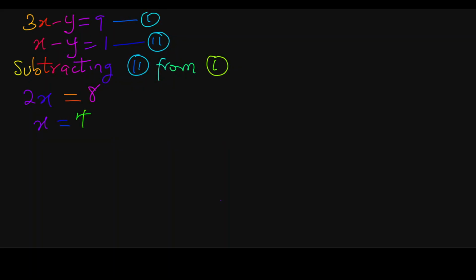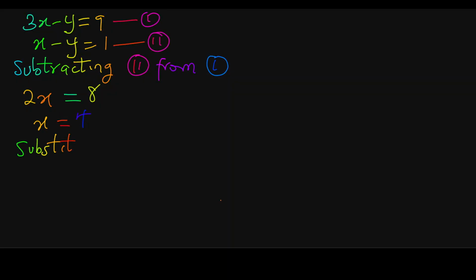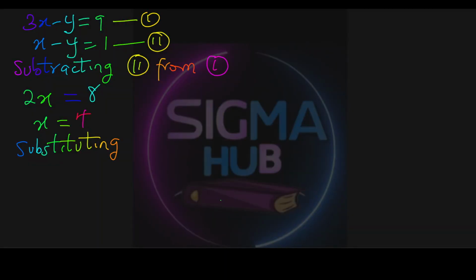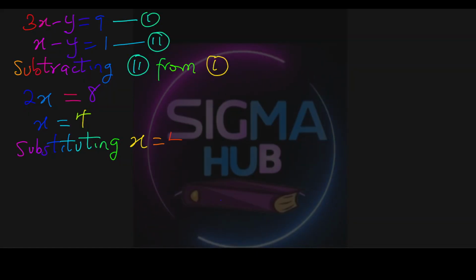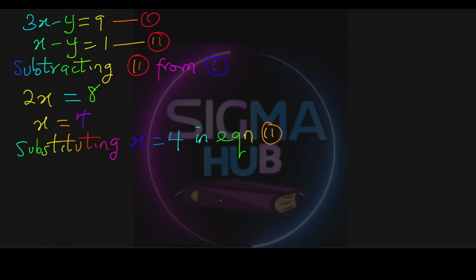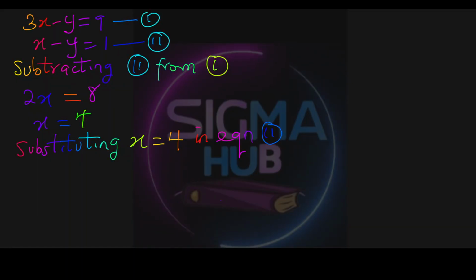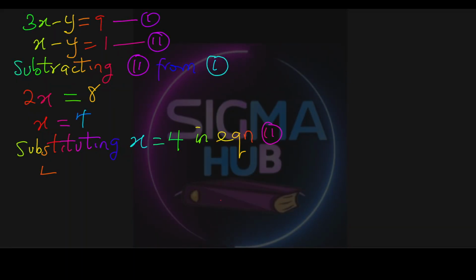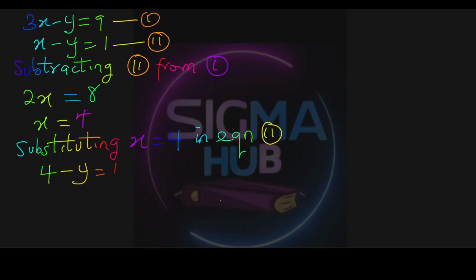Then we can substitute the value of x into either equation 1 or equation 2. So let's substitute into equation 2, substituting x, which is equal to 4. Equation 2 is x minus y equal to 1, so we have 4 minus y equal to 1. That's equation 2, and we have substituted the value of x.